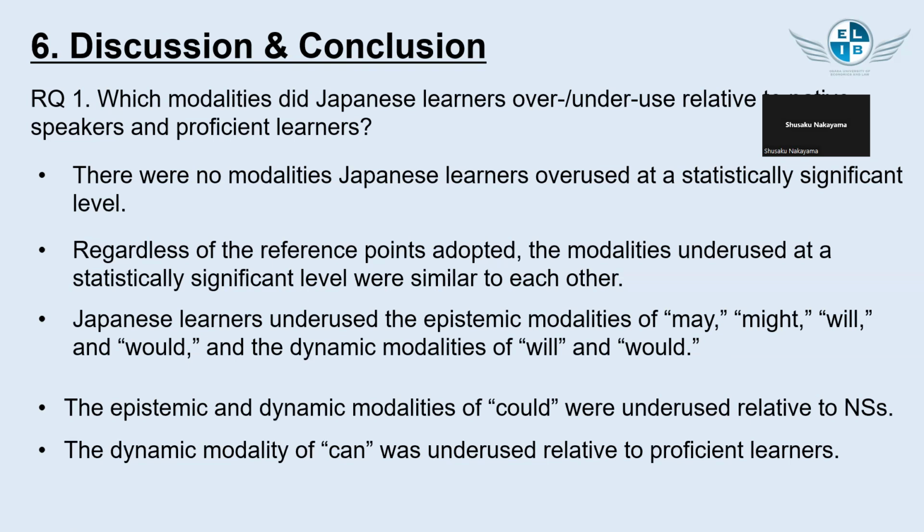Additionally, there were several underused modalities that were not common between the two comparisons. The epistemic and the dynamic modalities of could were underused relative to native speakers. The dynamic modality of can was underused relative to proficient learners.